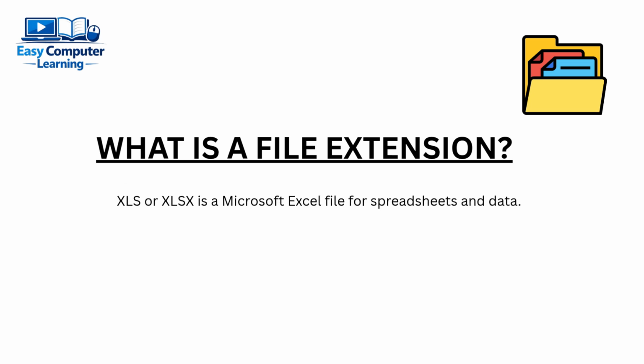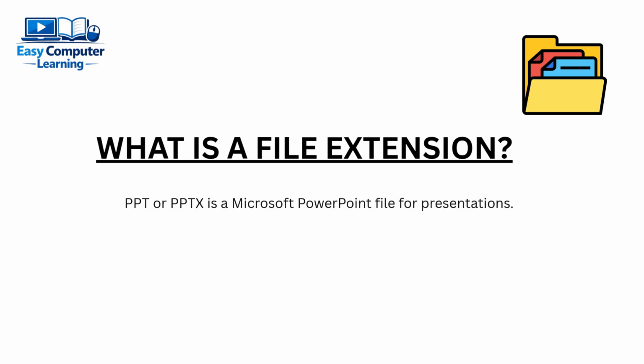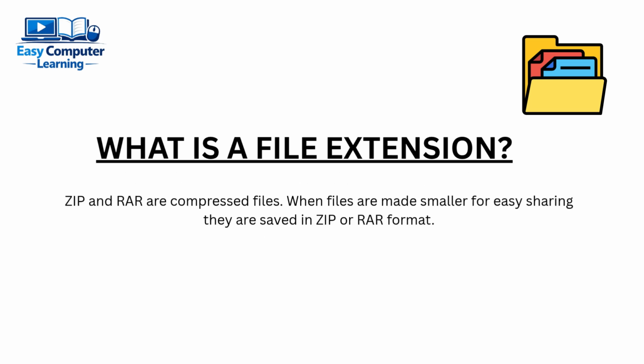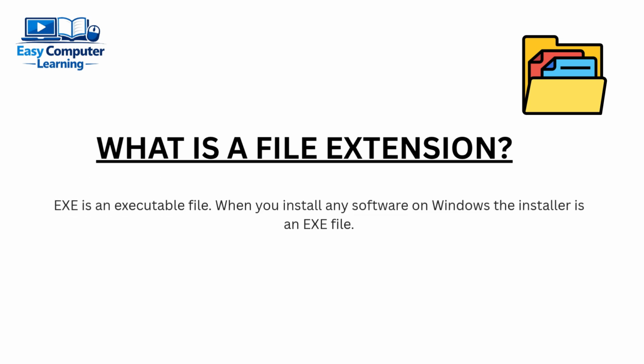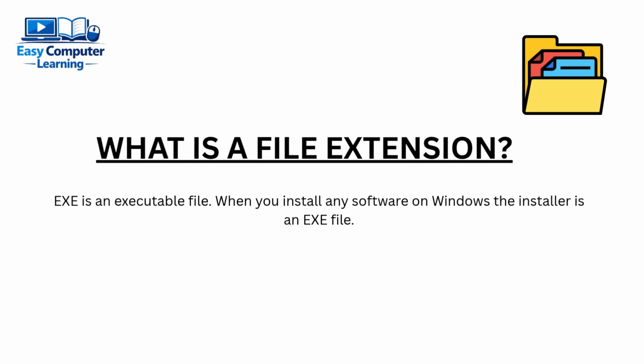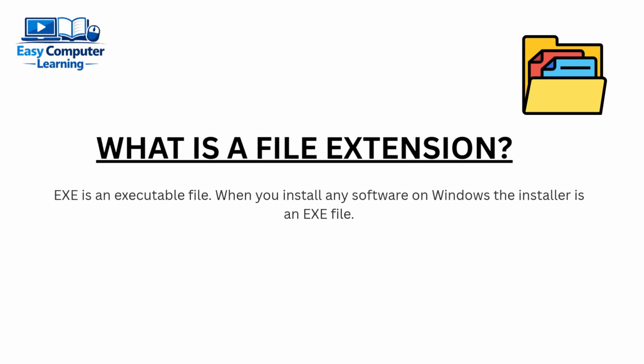XLS or XLSX is a Microsoft Excel file for spreadsheets and data. PPT or PPTX is a Microsoft PowerPoint file for presentations. ZIP and RAR are compressed files. When files are made smaller for easy sharing, they are saved in ZIP or RAR format. EXE is an executable file. When you install any software on Windows, the installer is an EXE file.